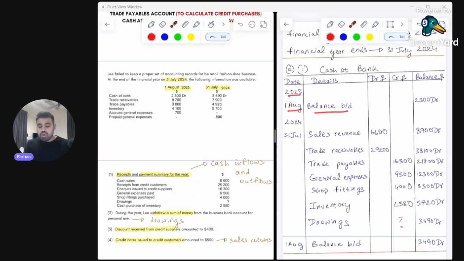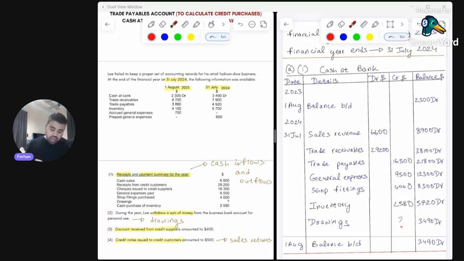which is also known as balance brought down. And that amount is $2,300, which is obviously a debit because cash at bank is an asset account. And by default, all assets should have an opening balance recorded on the debit side. So here you can see $2,300 debit, which we have selected for cash at bank as the balance given on 1 August 2023. Next, we need to look into all the cash inflows into our bank account and all the cash outflows out of our bank account.